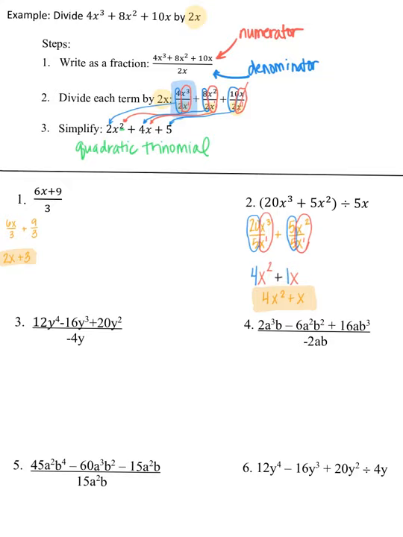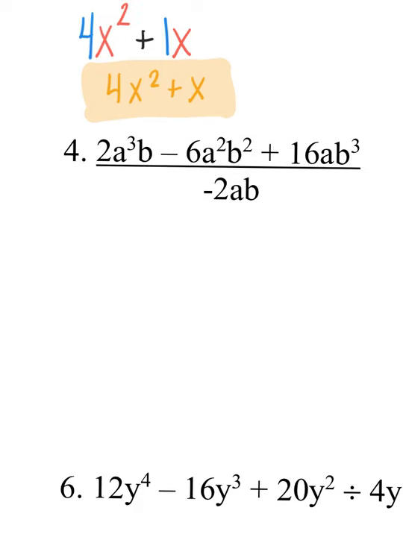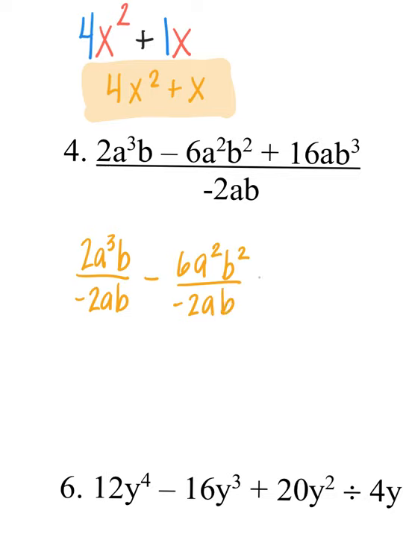All right, I'm going to do one more with you. Let's do number 4 together because we have several things going on here. So the first thing I'm going to do is rewrite this. I have 2a to the third b divided by negative 2ab minus 6a squared b squared divided by negative 2ab plus 16ab to the third divided by negative 2ab.